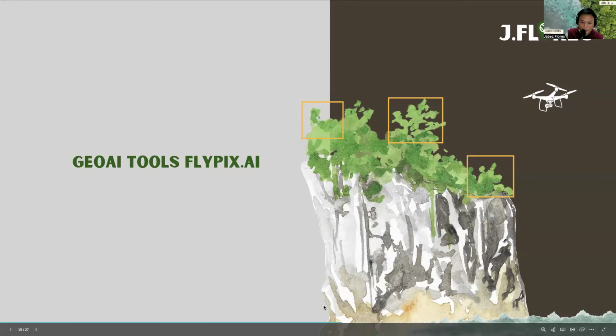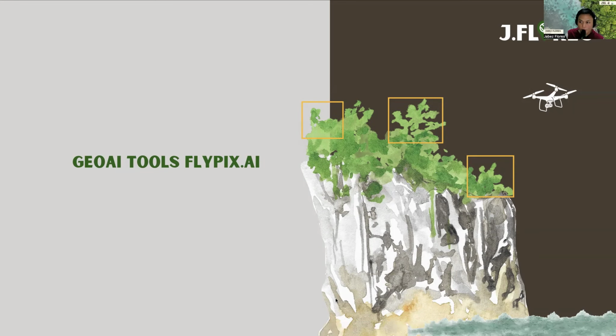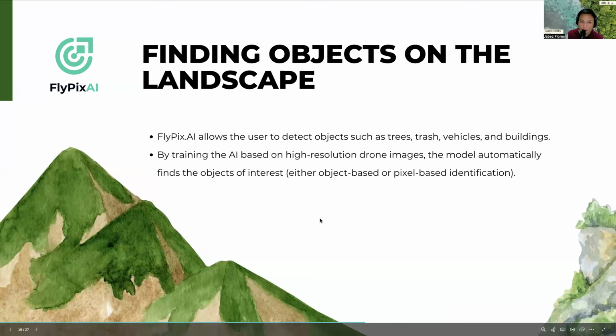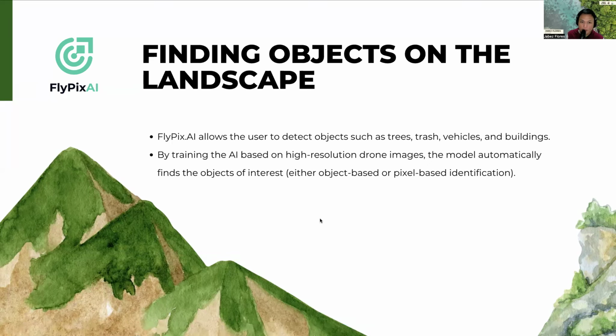So that's for GeoNadir. I will introduce you to a new software. It's called flypix.ai. So early this year, I was invited to try this online software. And similar to GeoNadir, it analyzes drone data using AI. Now, finding objects on the landscape. So this software allows you to detect objects such as trees, trash, vehicles, and buildings.